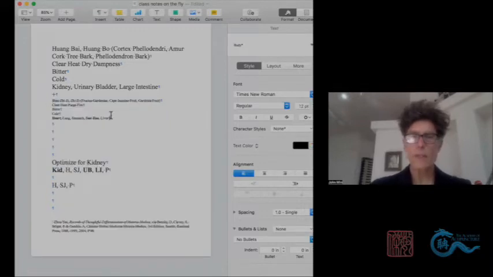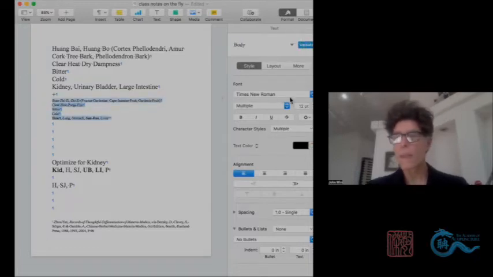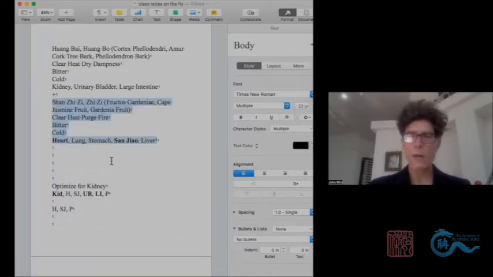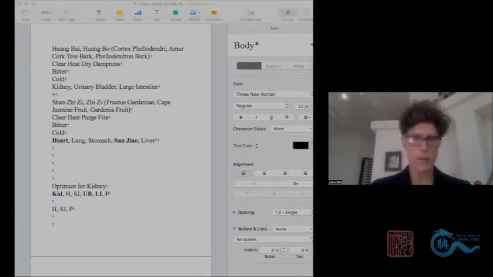Again, we're looking for synergists with respect to the kidney here. Okay, so Huangbai plus Schanzerger, from the perspective of the heart, optimizing for the kidney. Looking at Schanzerger from a heart perspective, it looks pretty random actually, and useless in terms of synergies.